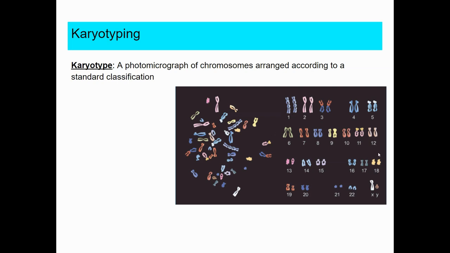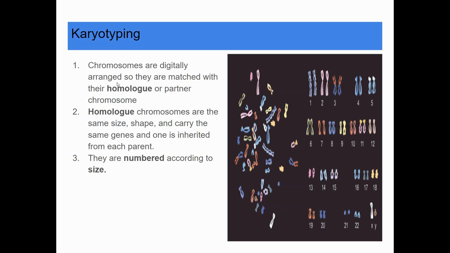23 pairs of chromosomes. Chromosomes are digitally arranged, so they are matched with their homologue or partner chromosome. So here's one chromosome, here's its partner chromosome. It's its homologue, all right? So all these are homologues. Homologues here, homologues here, homologues here. Homologue chromosomes are the same size, shape, and carry the same genes, and one is inherited from each parent.